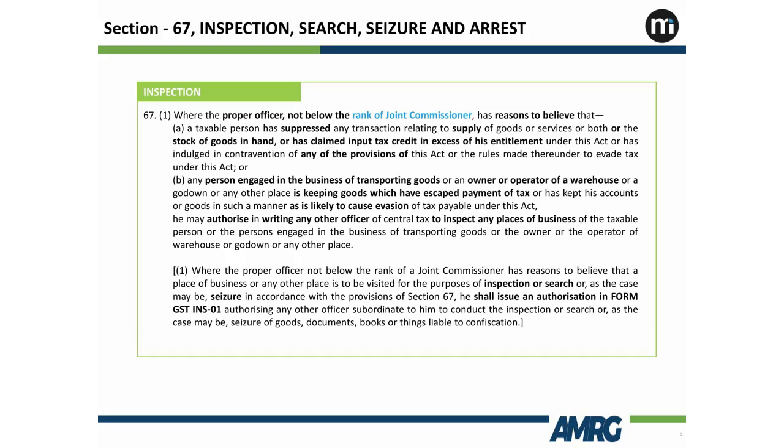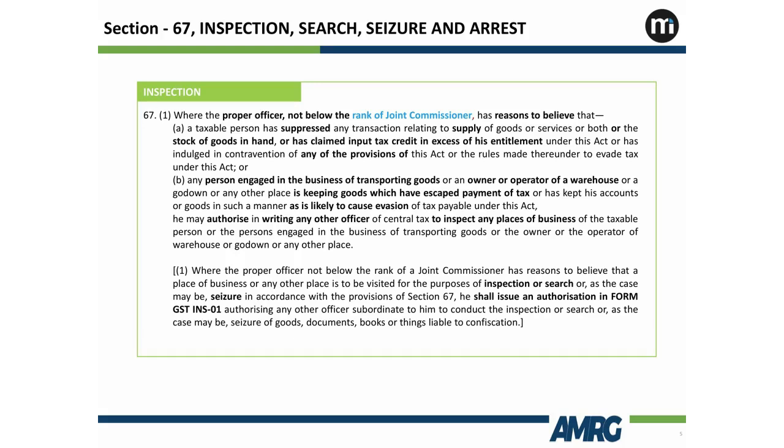So three conditions: one is supply, one is stock, and the third is input tax credit or any other provisions of the act. In such a scenario, such senior person may authorize in writing, so authorization has to be in writing, any other officer to inspect your place of business. So first of all, understand that when a senior level officer has reasons to believe that you have suppressed three things: supply, stock, or input tax credit, then only he can authorize someone else in writing to inspect your business. The authorization has to be in a specific form, which is GST INS 01.